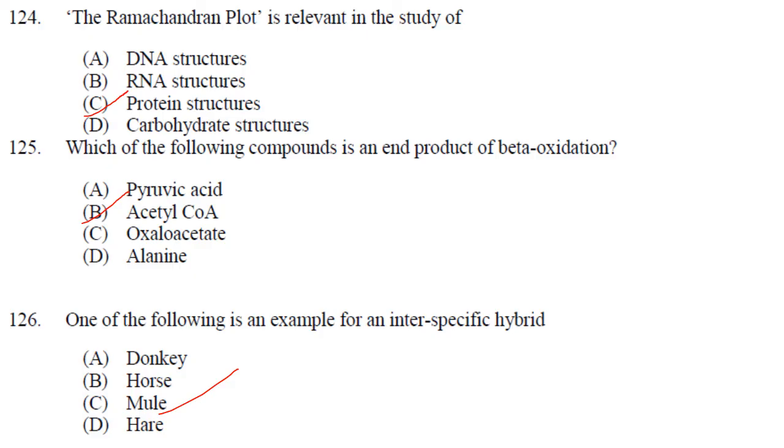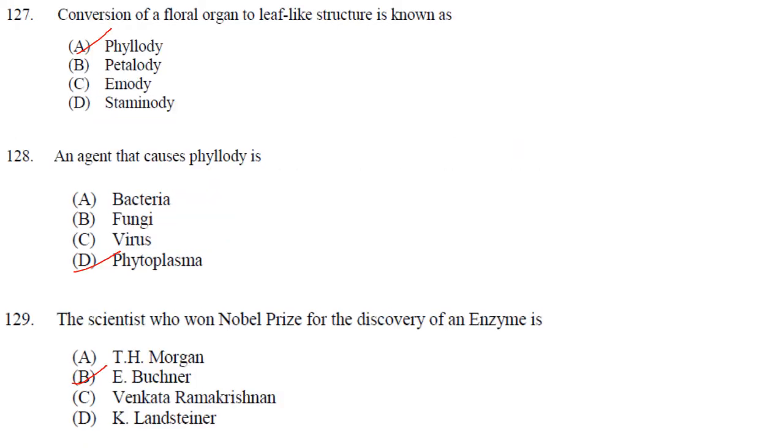So the answer, it is an interspecific hybrid. So the answer is option C, that is mule. Then next one, conversion of a floral organ to leaf-like structure is known as phyllody. Answer is A. An agent that causes phyllody is, answer is option D, that is phytoplasma. Next one, the scientist who won Nobel Prize for the discovery of an enzyme is Buchner. Answer is option B.